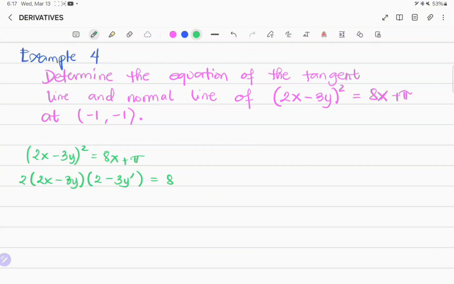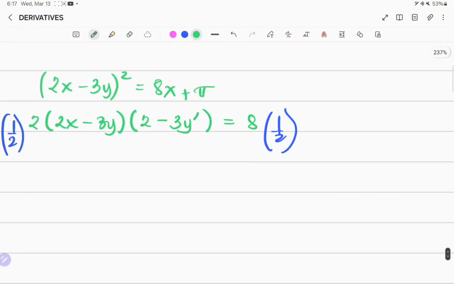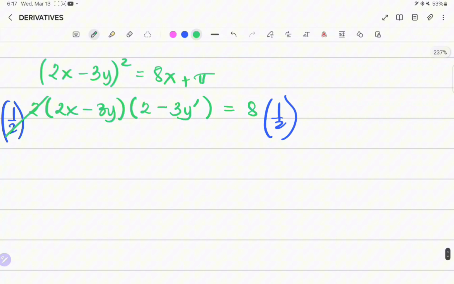Now as we can see, the left side of the equation is in the form of factors. We can already reduce it by multiplying 1/2 to both sides of the equation. Thus the new line of solution will become, so this is cancelled, and this is going to be 4. 2x minus 3y times 2 minus 3y prime equal to 4.